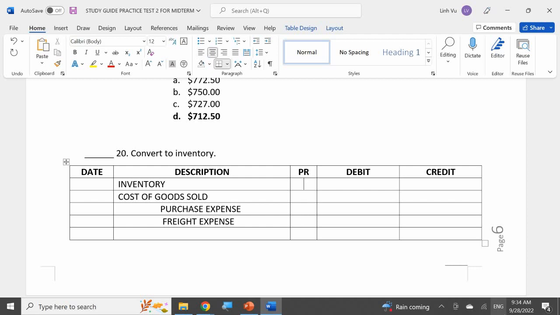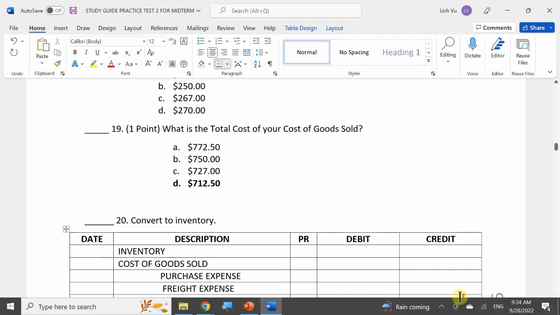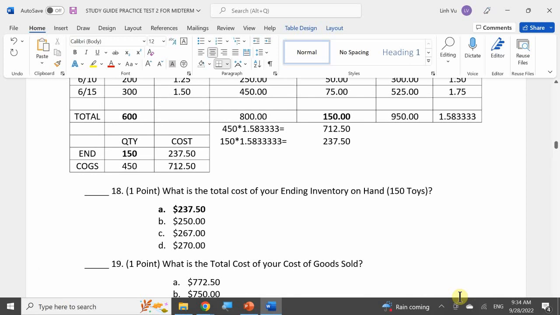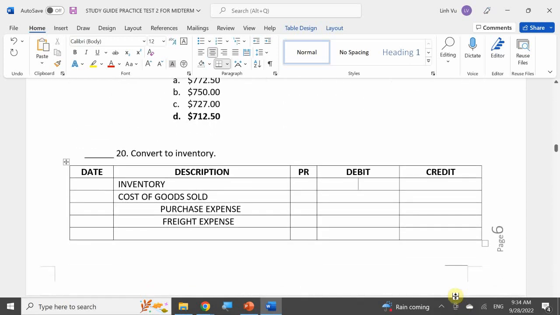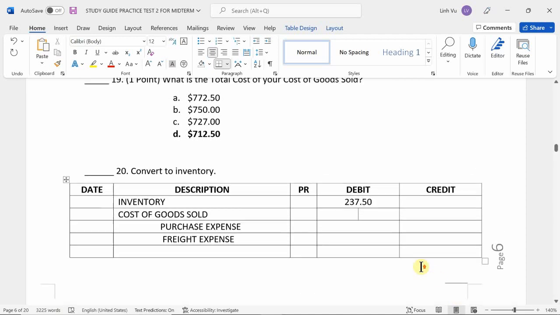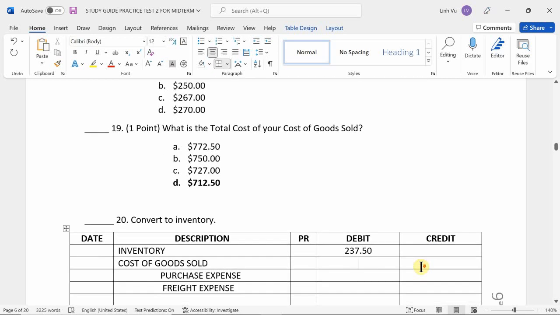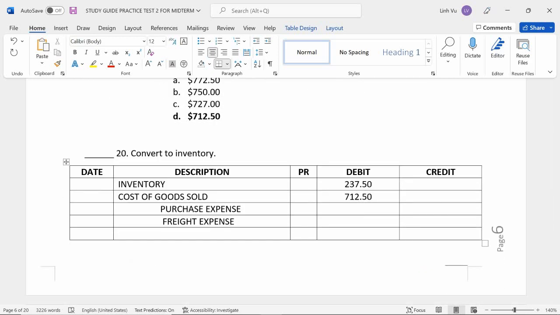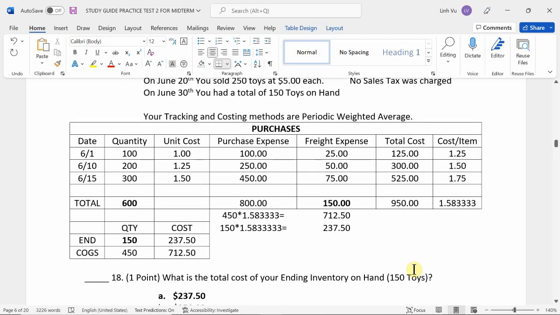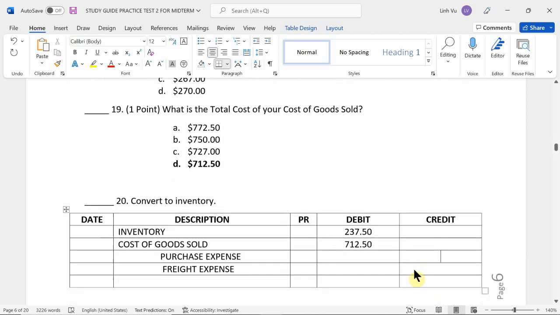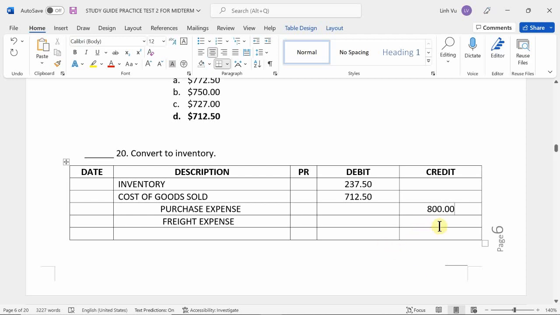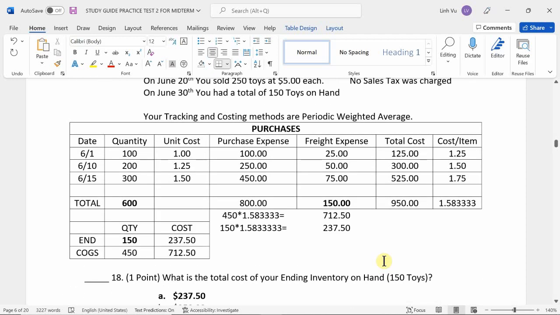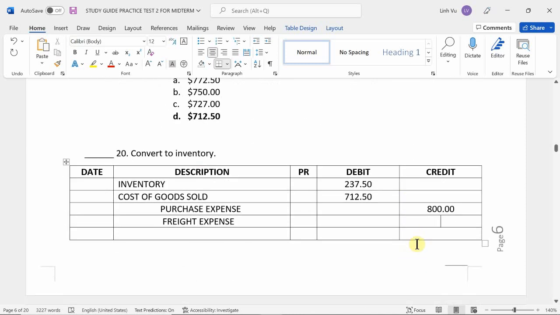Okay? How much was your ending balance in your inventory? $237.50. What was my total cost of goods sold? $712.50. How much was my total purchase price? 800. And what was my total freight? 150. And if you do your calculations here, your total debits is 950 and your total credits is 950. Okay, good.